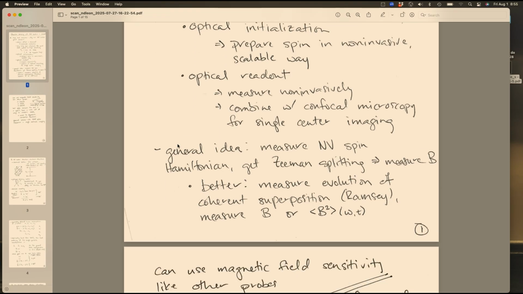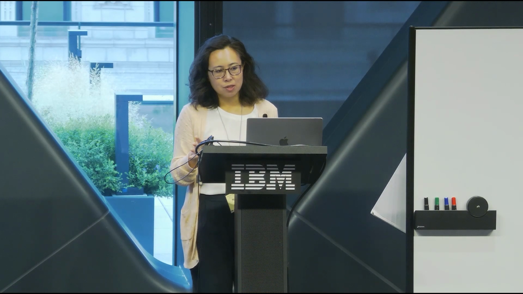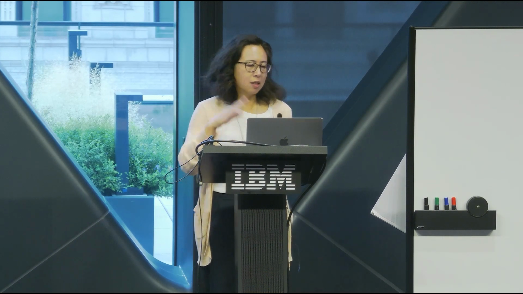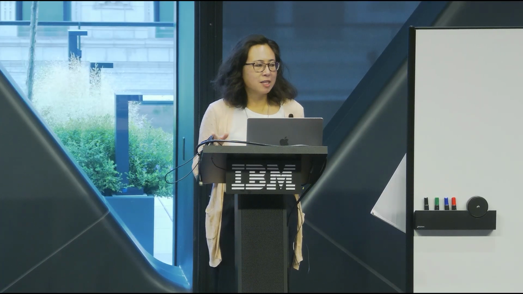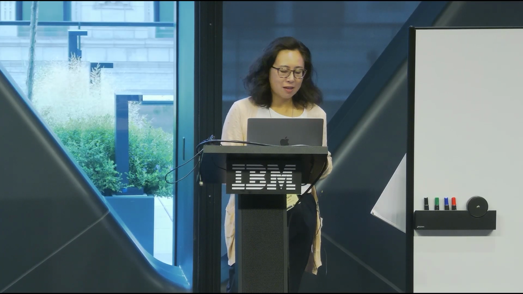Okay, so the very broad idea is that we're going to use this optical spin readout combined with some kind of spectroscopy to measure the NV spin Hamiltonian. And then that reports on something like the Zeeman splitting, which gives us the B field local to the NV center. And then that is our sensor. So the most natural thing that we can do is measure magnetic field. There are other things that you can do too. They're all kind of sucky, to be honest. So we'll just talk about magnetic field sensing.